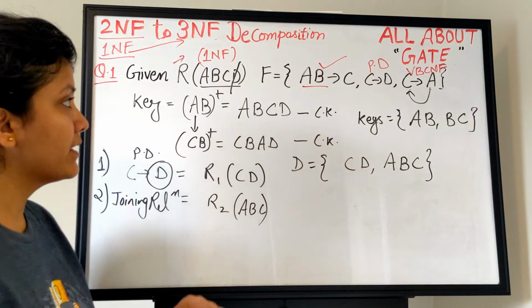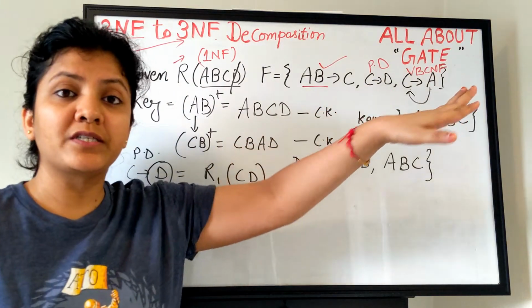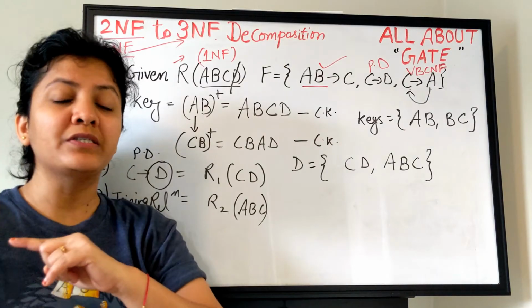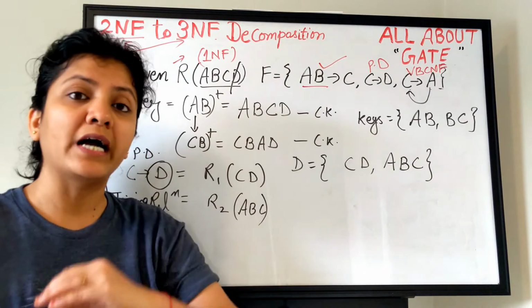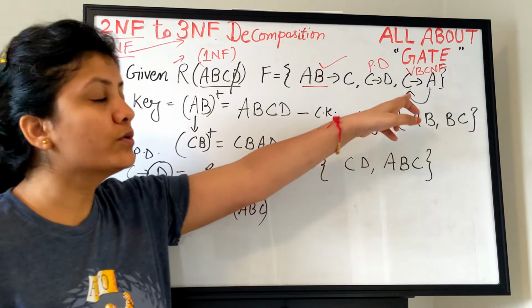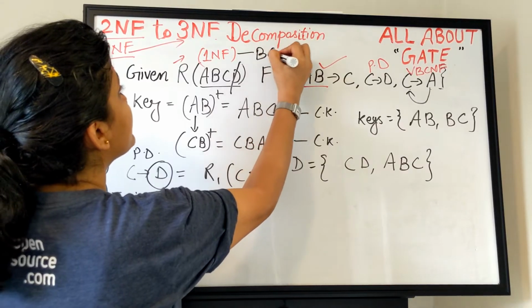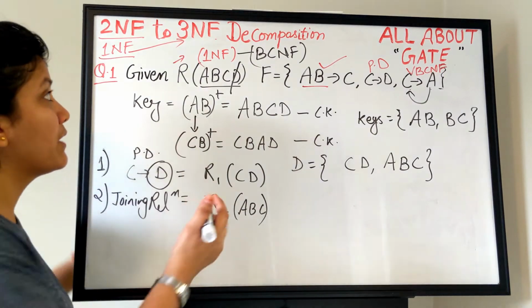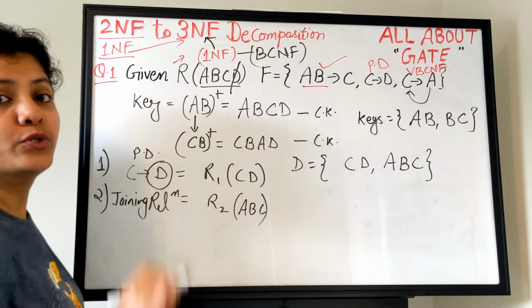Here you have observed that the partial dependency is the only problem for third normal form. The violation of BCNF is not a problem for third normal form, correct? That's a problem for BCNF. We are not decomposing into BCNF, we are decomposing for 3NF. The highest normal form we are trying to achieve is third normal form. We will certainly use it if we are decomposing from 1NF to BCNF, but right now we are going from 1NF to 3NF, so we are not going to use that.